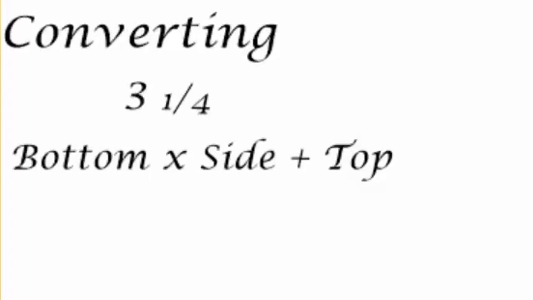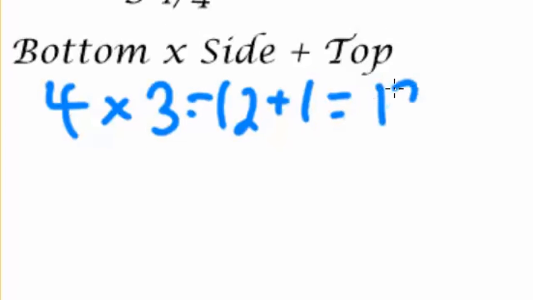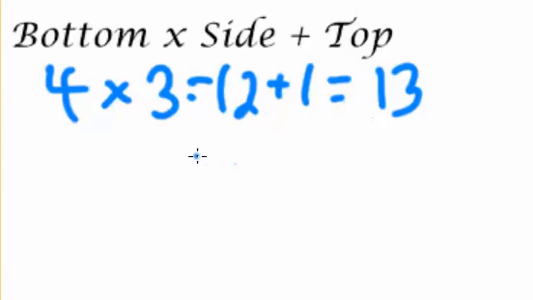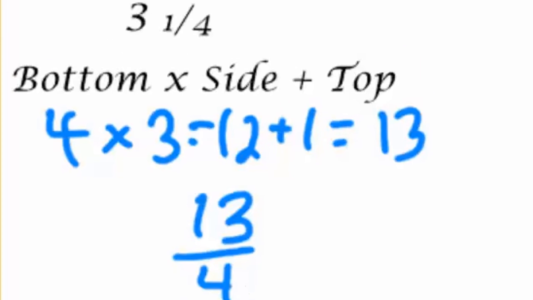Now converting it is where we can understand how they relate to one another. Let's go back to 3 and 1/4. How do I convert 3 and 1/4 to an improper fraction? Well, I take the bottom, 4, multiply by the side, the 3, which equals 12. Then I add the top 1, and it gets me a 13. Now I'm going to put that 13 over the denominator we started with, 4. So my improper fraction for 3 and 1/4 would be 13/4.